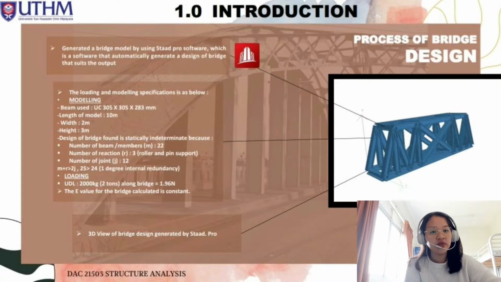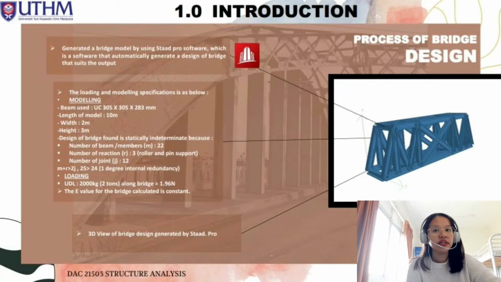For the modeling, we use universal column 305 by 305 as the dimension. The length of the model is 10 meters, and the width and height are 2 meters and 3 meters. For the design of the bridge, we have used 22 members. The number of reactions will be 3 because of the roller and pin support at each end. The roller has 1 support reaction, while the pin support has 2. So 3. The number of joints will be 12.